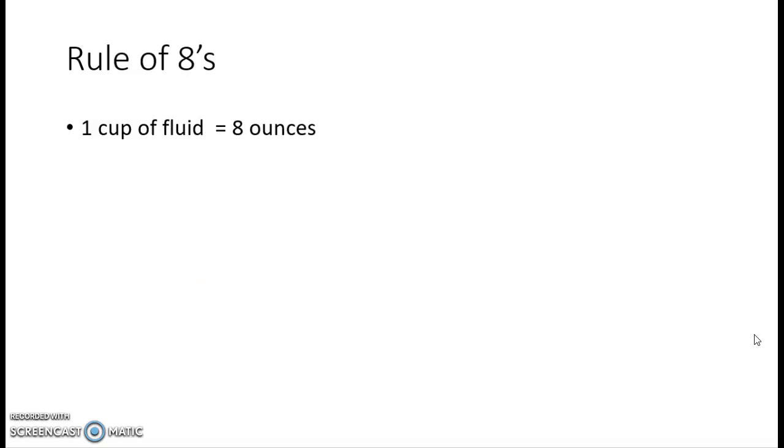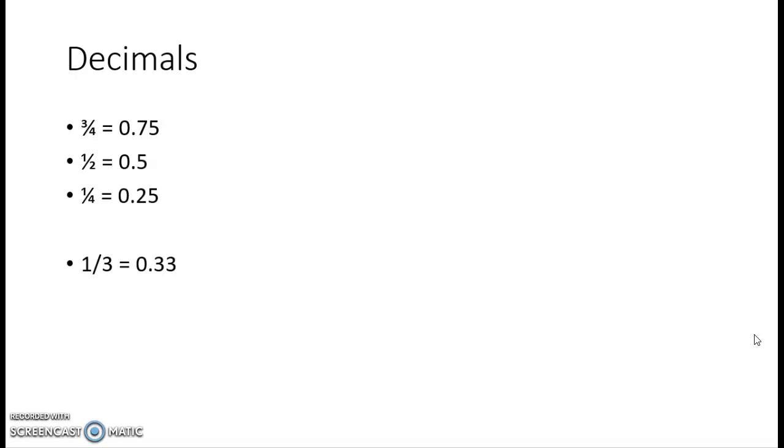The rule of 8s. 1 cup of fluid is 8 ounces. So if something calls for 1/2 cup of fluid, we know that's 4 ounces. And we should be using a liquid measuring cup to measure liquids and a dry measuring cup to measure dry ingredients. When we're working with recipes, we also need to work with decimals. It's a more concise way to list the ingredients. That 3/4 equals 0.75, 1/2 is 0.5, 1/4 is 0.25, and 1/3 is 0.33.